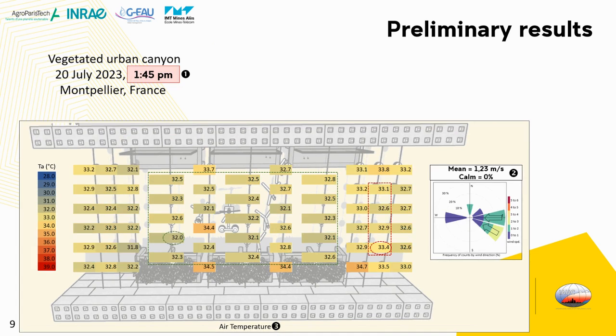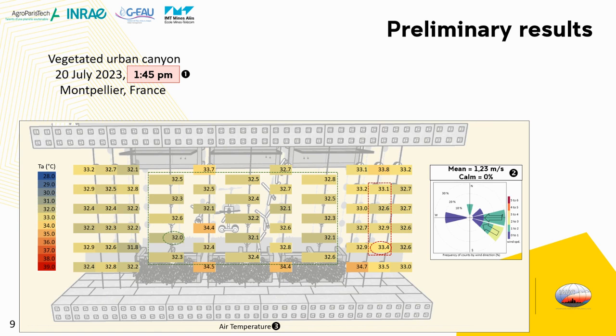To emphasize the temporal aspect of our results, as well as the influence of wind as a transport and dilution element of the thermal effect in the study scenario, here we have the same spatial results taken only 15 minutes after. So in this context, we have 0% of calm wind and 1.23 meters per second as mean wind.